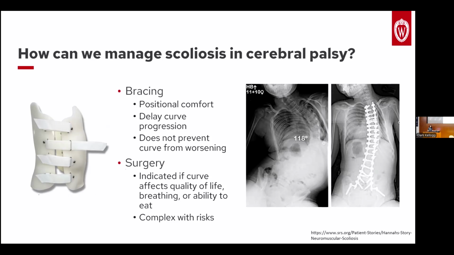All right, so there are major benefits to spine surgery. However, spine surgery is very complex and it has significant risks. So if your patient or if your child does need spine surgery, you should really consult with a spine surgeon first so we can go over all the risks and benefits with you. All right, there is no one size fits all approach to this.